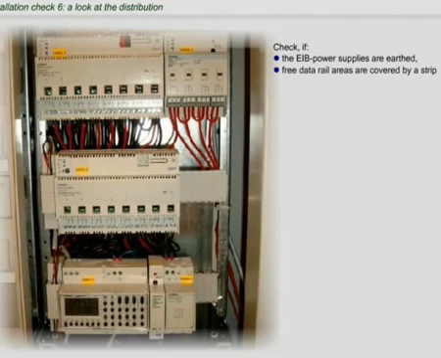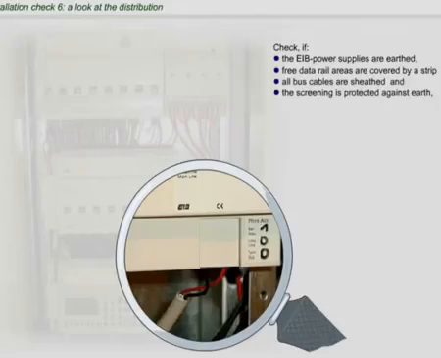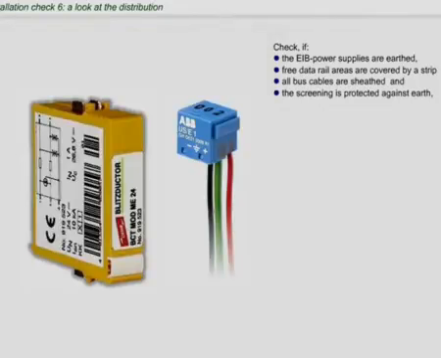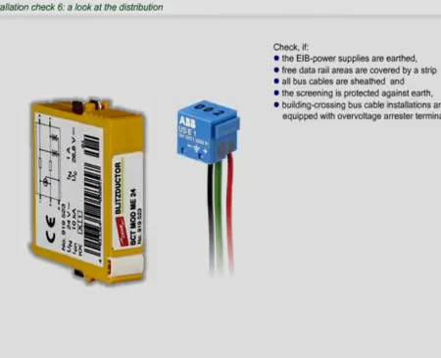All installed bus cables in the distribution board must be sheathed as well. The endings of the shieldings must not be earthed. According to the regulations, all special overvoltage protection measures must be taken into account when installing a building crossing EIB system.